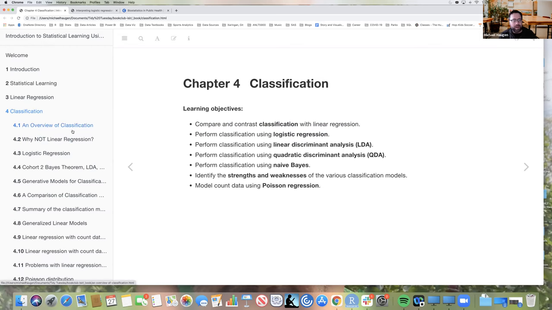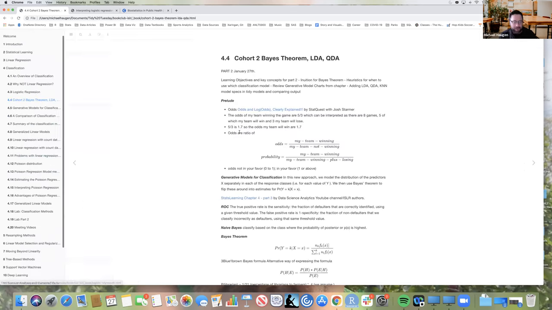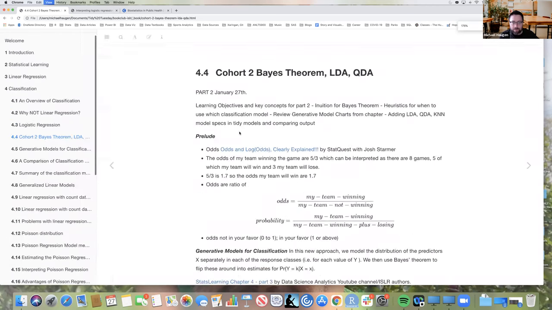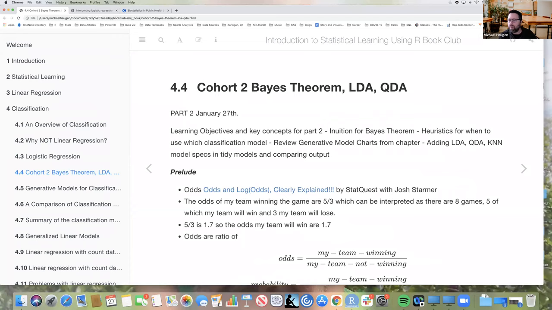Let me get into my learning objective here. Hopefully this is viewable, and I need to get rid of this thing here. Okay, so, oh, this didn't show up the way I wanted it to. Let me know if you can't see it.